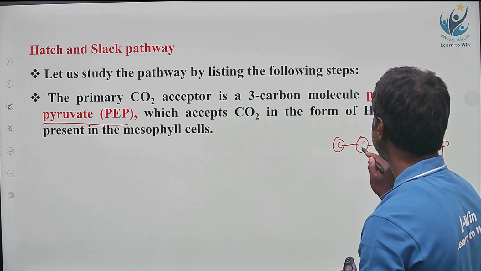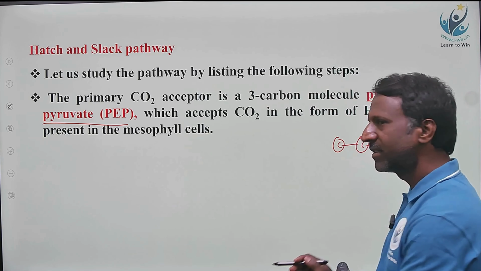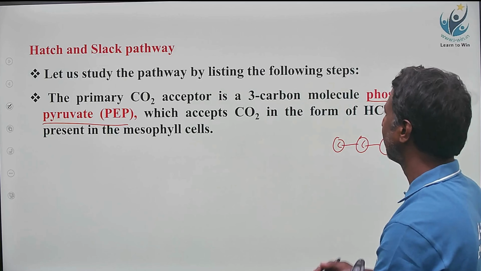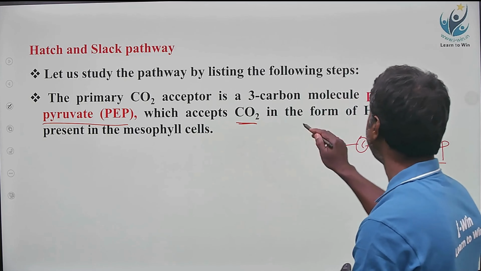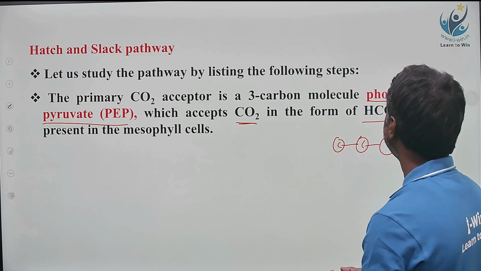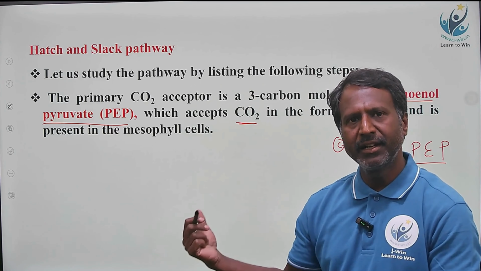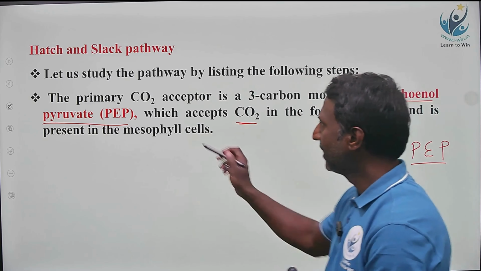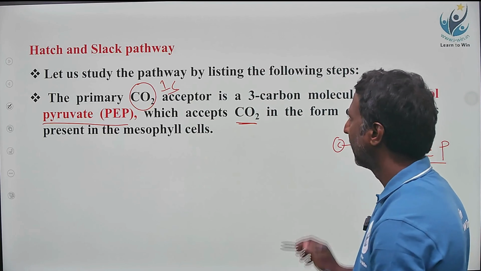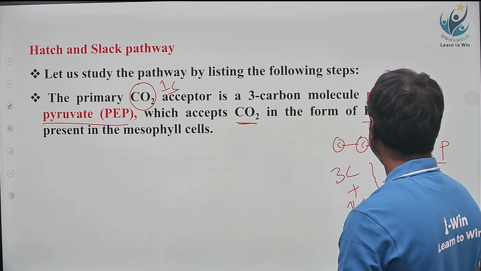So 3 carbons, 1, 2, 3 carbons. 3 carbon atoms are present in this compound. It is the primary acceptor which accepts the CO2 in the form of, obviously after chemical conversions, HCO3 minus, and is present in the mesophyll cells. The interesting thing you need to note is that CO2 has 1 carbon and here there are 3 carbons, and 3 carbon plus 1 carbon is going to become a 4 carbon compound.